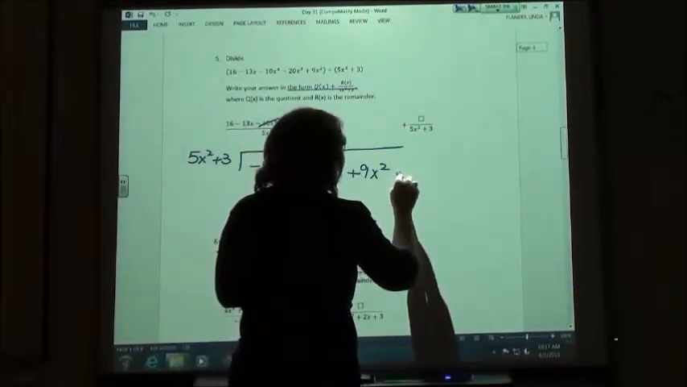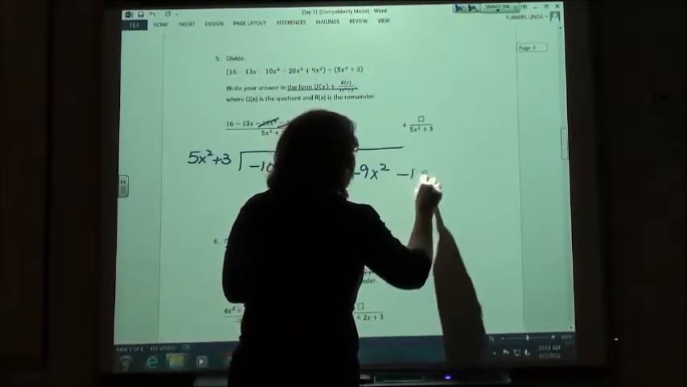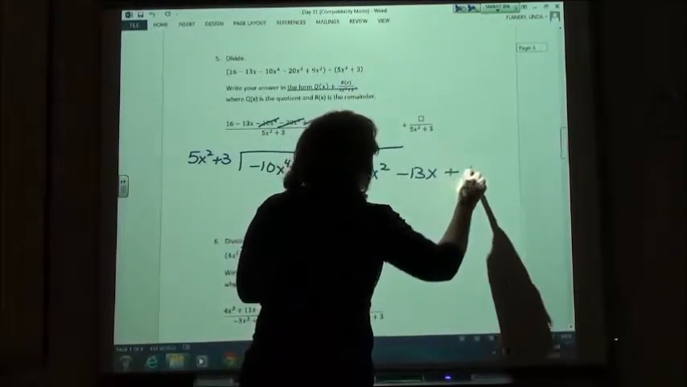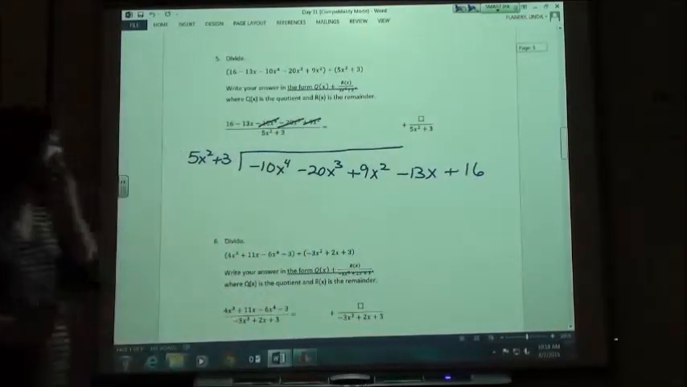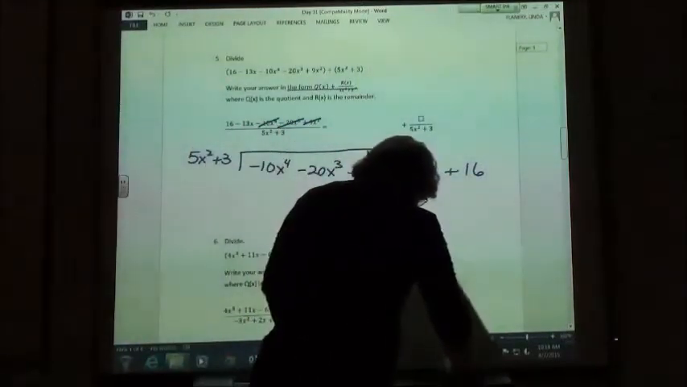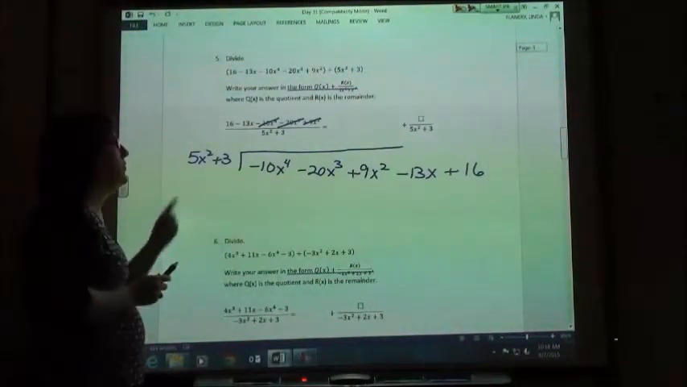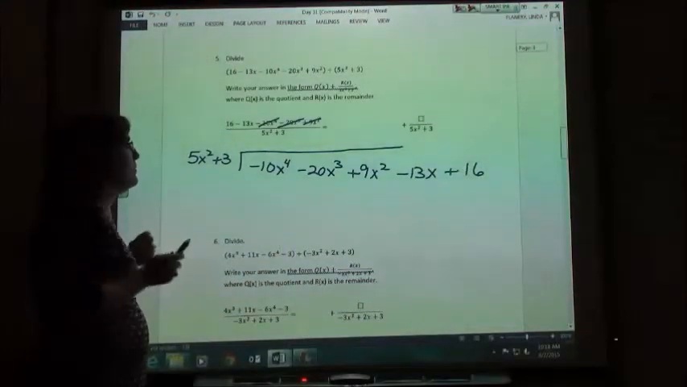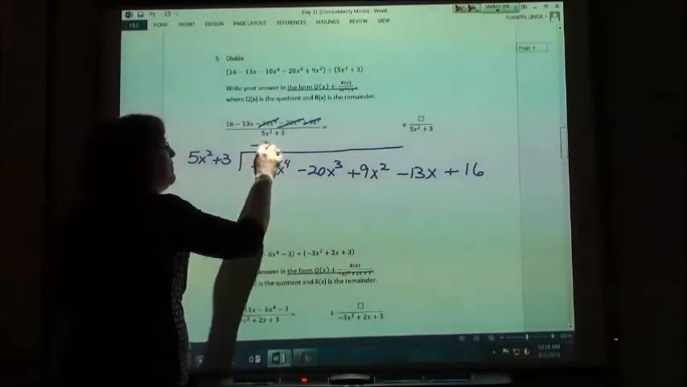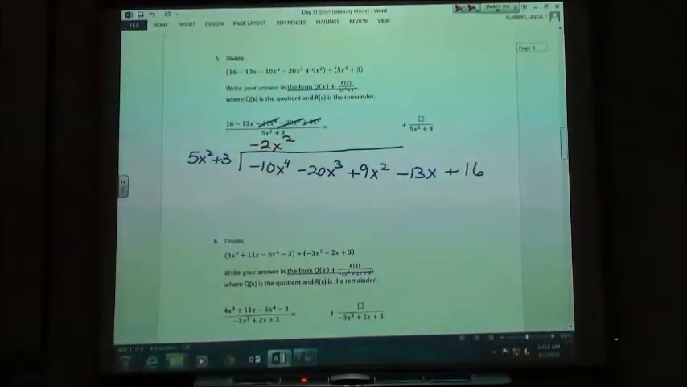Yep. Minus 13x. And plus the 16, right? So they didn't skip any terms on that one. They just had it in a crazy order. So now we got to do our dividing. What times 5x squared gives me negative 10x to the fourth? 2x squared. And what's my sign? Going to have to be negative, right? Negative 2x squared to get a negative 10x to the fourth.